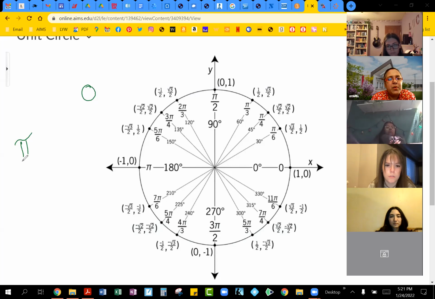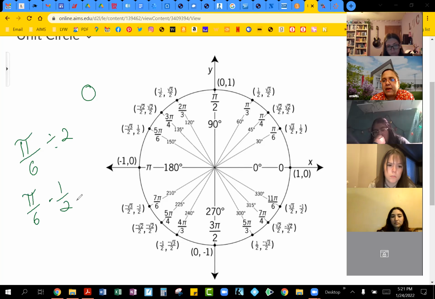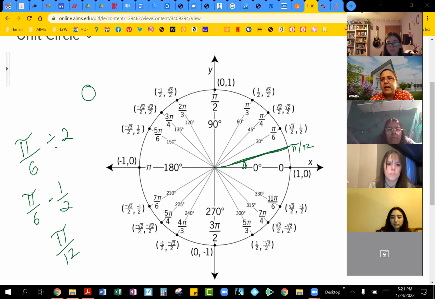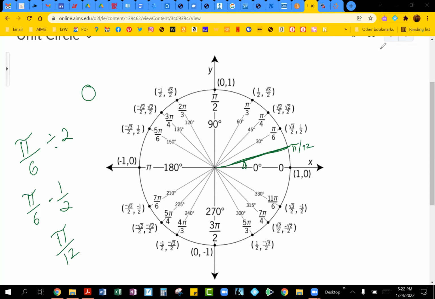Because how do you come up with pi over 12? If I take pi over 6 and I divide it by 2, which is actually the same thing as if I take pi over 6 and multiply it by a half, right? Because we're taking its half. 6 times 2 gives you 12. So actually pi over 12 is going to be halfway between 0 and pi over 6. Does that make sense, guys? Okay, so as you can see, this is a small enough angle that we should be able to find both complement and supplements for this angle. So let's go ahead and take a look at this.